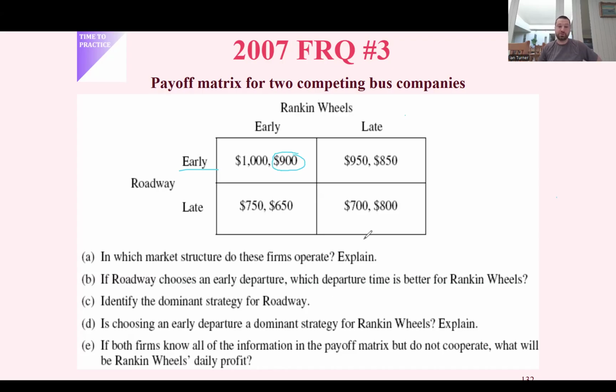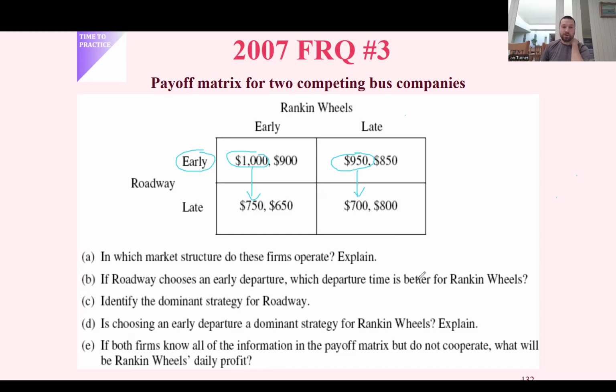Now, identify the dominant strategy for Roadway, right? So now if we're looking at Roadway here, we're looking at the first numbers. And early versus late, Roadway makes sense. Early is better than late. And then for the second one, 950 to 700. So 950 is better than 700. So it looks like Roadway's dominant strategy is to go early because those are both better, right? Those are both better. Okay.